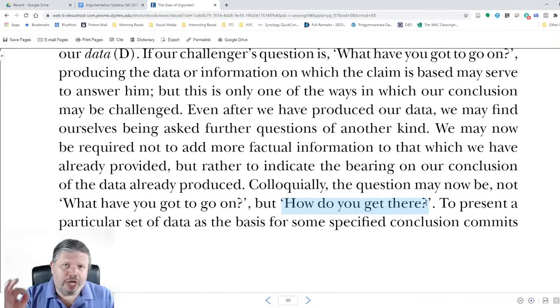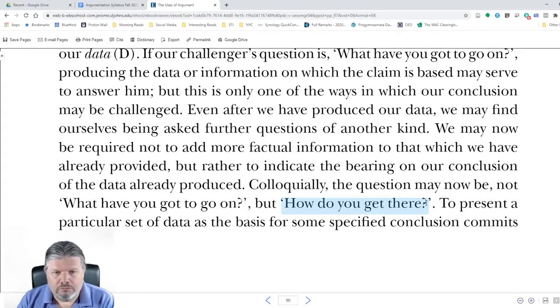How do you figure? What have you got to go on? Which is very British, isn't it? What have you got to go on? I hope that accent isn't insulting British people. I've been told by Irish people that my British accent's pretty good. I don't know. That might actually be another layer of... I mean, there's a history there. So.